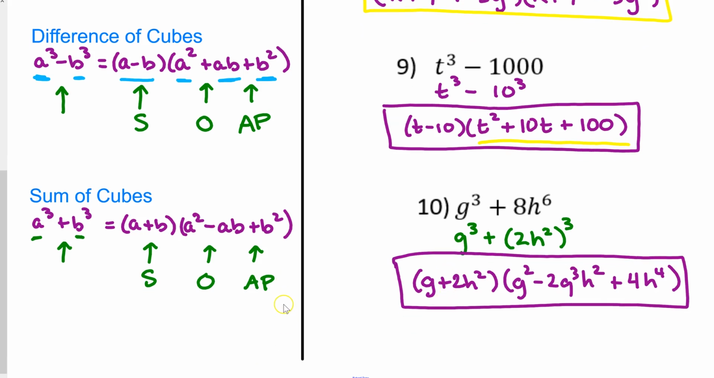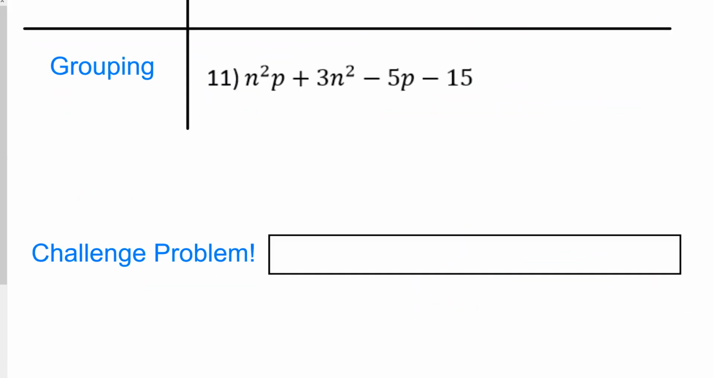Let's see what we have left. I think we're getting close to the end here. We have an example of grouping, and then we have a challenge problem. So, depending on who your teacher was last year, maybe you learned with grouping to break it up, 2 terms and 2 terms. It's not always 2 and 2, but it's often 2 and 2.